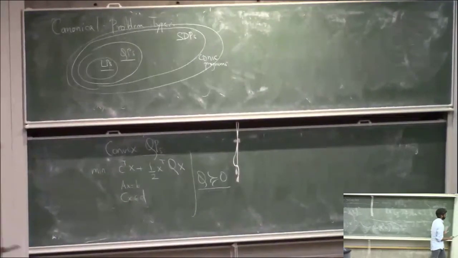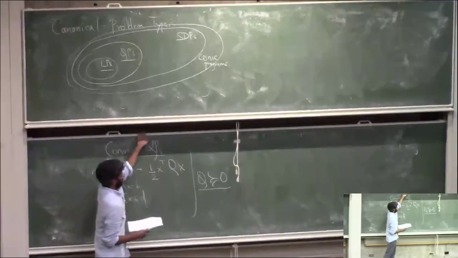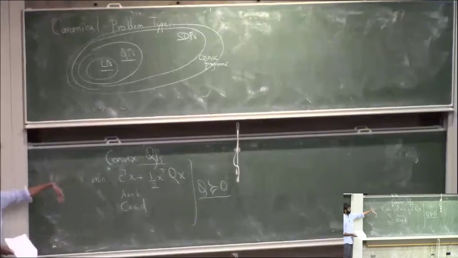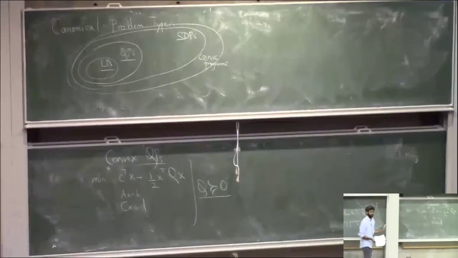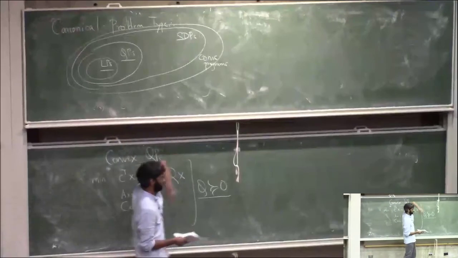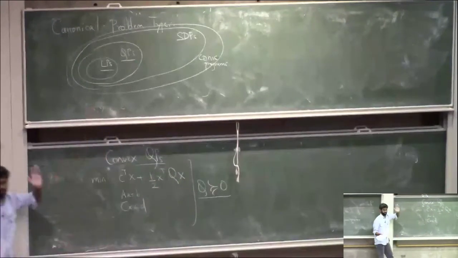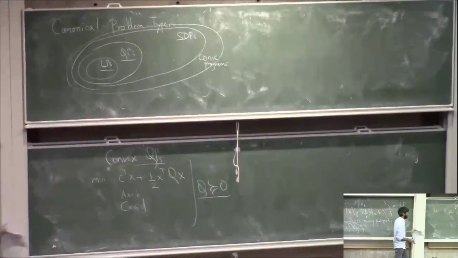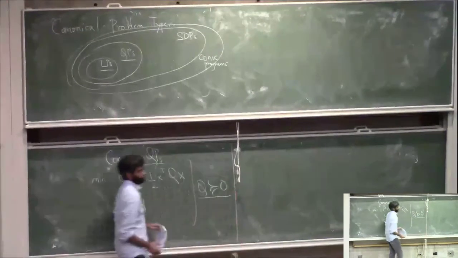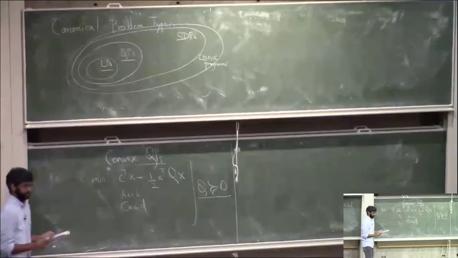Okay, so it's clear that they generalize LPs. I just set Q to be 0, and I'll get back an LP. We'll try to situate them in that hierarchy later on, but for now, they're just something bigger than linear programs. Turns out that these are also things that you can solve fairly quickly. Let's look at some examples.